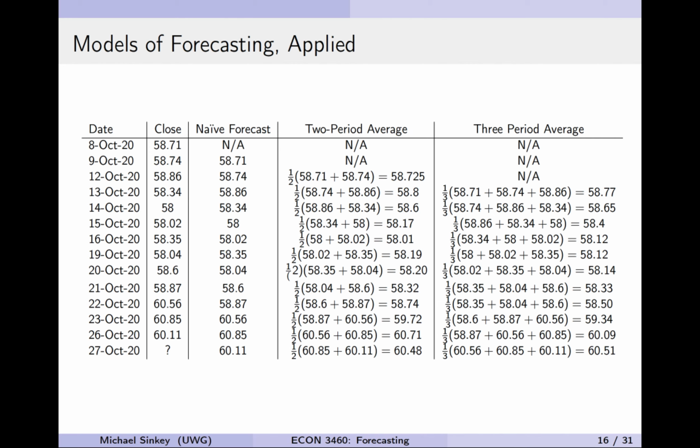That's the naive forecast. The 2-period average, I kick out the October 8th because I'm only using the previous 2 periods, so I'm using the 9th and the 12th. I have 58.74 plus 58.86. I take the average right in the middle, 58.80. And my 3-period average, now I include October the 8th in there because I need a 3rd period, so I average those together and I get 58.77. And we just continue to go all the way down the chart. Okay? And I need to fix this, got a 1/2 here.